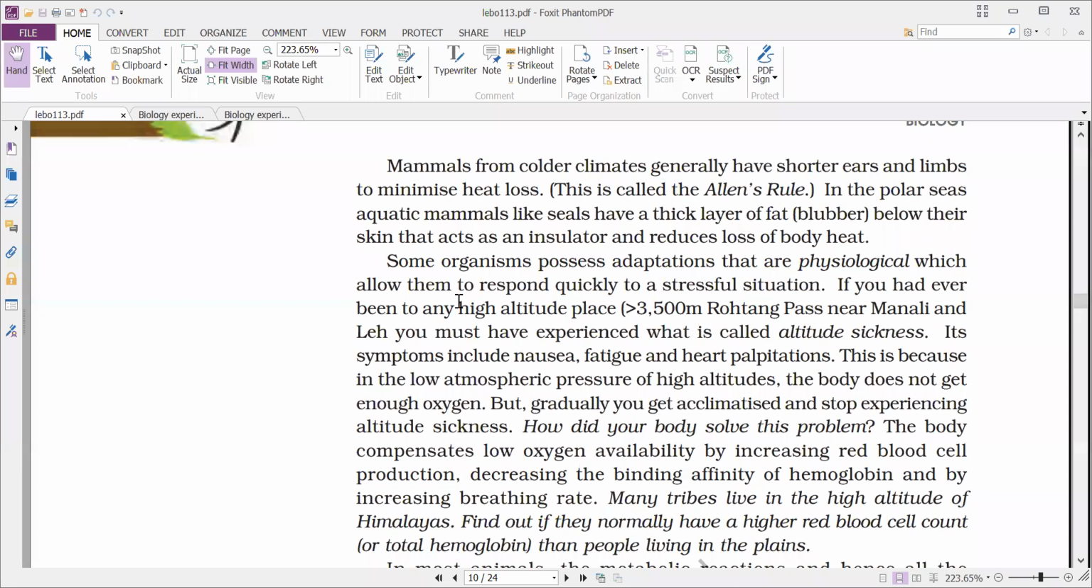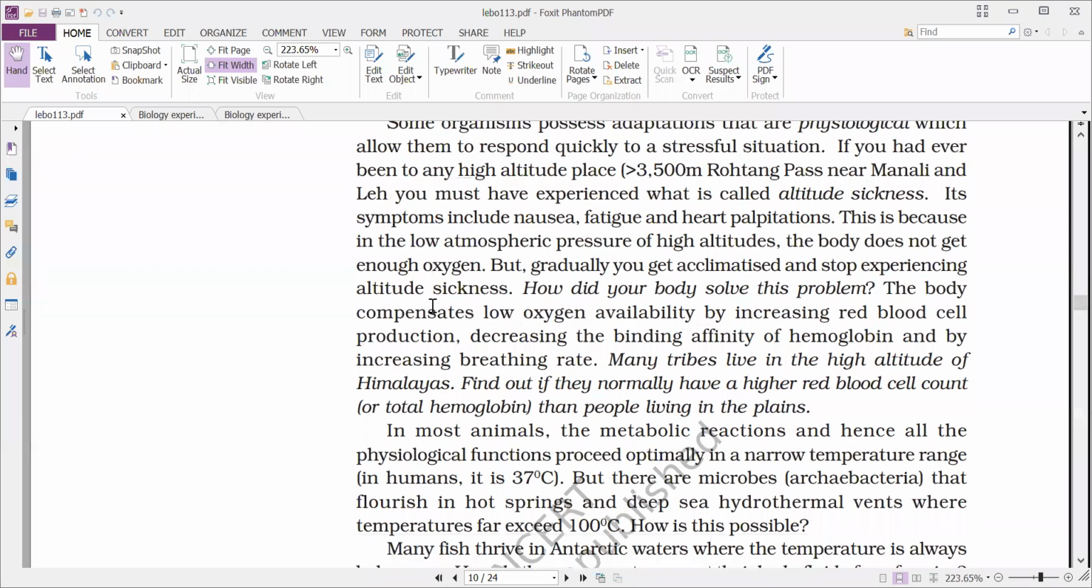And when you observe those mammals which are living in a colder aquatic environment, we find a thick fatty layer under the skin, and that is called the blubber, which acts as an insulator and reduces the loss of heat from the body. That is one adaptation.